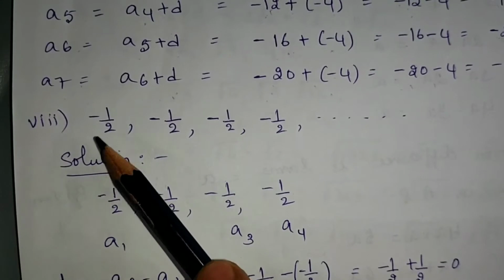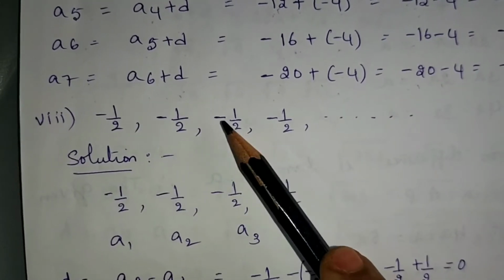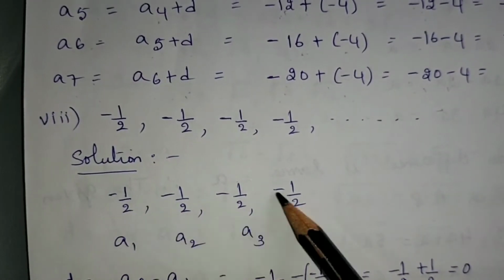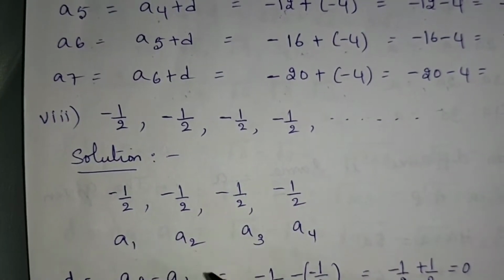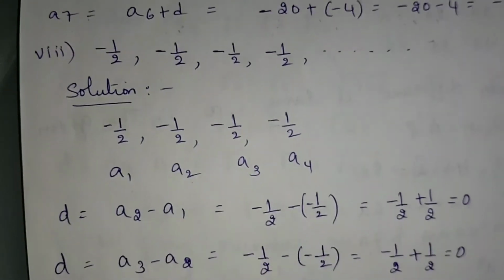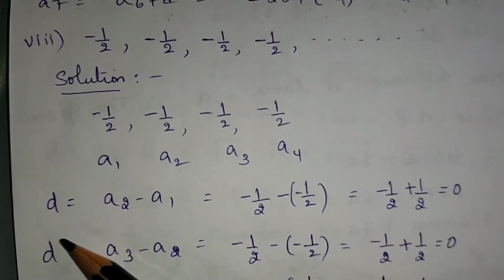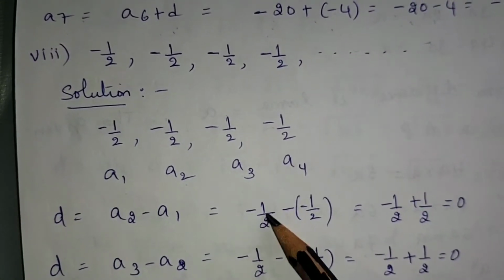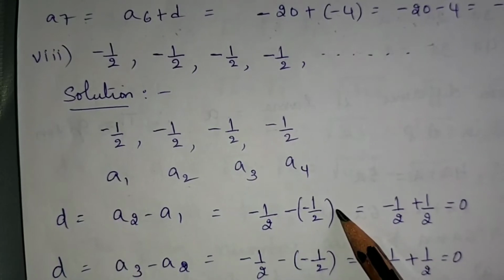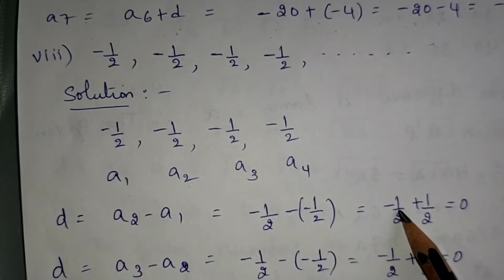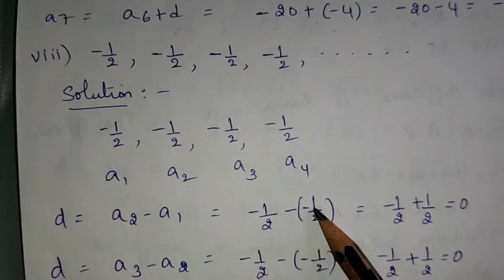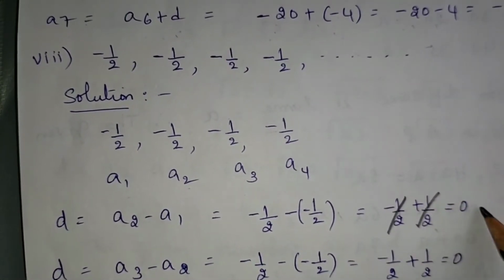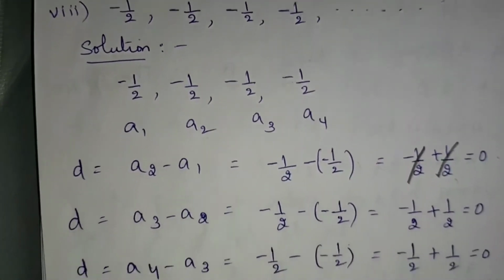Question number 8: minus 1 by 2, minus 1 by 2, minus 1 by 2, minus 1 by 2, and so on. Write the pattern, name it as A1, A2, A3 and A4. Then as usual, find the common difference, A2 minus A1, that is minus 1 by 2 minus of minus 1 by 2. Here minus into minus is plus 1 by 2, and plus 1 by 2 and minus 1 by 2 will get cancelled, you will get 0.